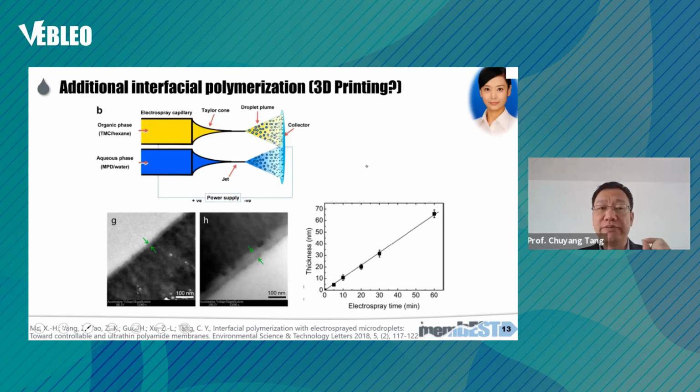Now, so our very first idea is, can we make a much thinner rejection layer? How about a few nanometers? If we can make it down to a few nanometers, then obviously we can get a much more permeable membrane. Now, the conventional way of making polyamide membrane is you mix two monomer solutions and you don't have the control.